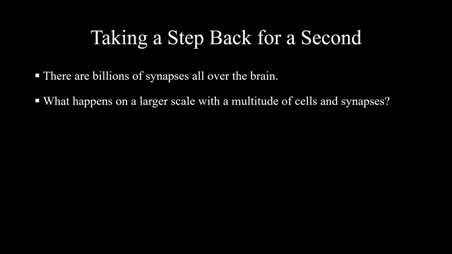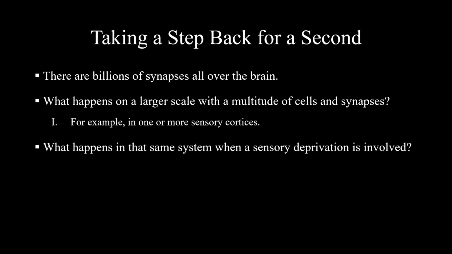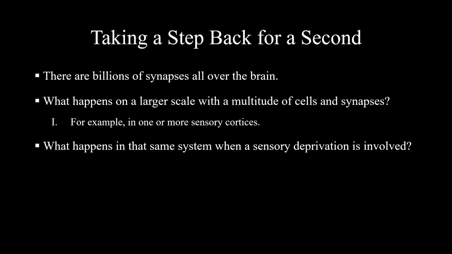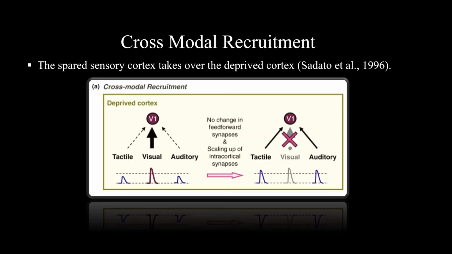Taking a step back for a second, there are billions of synapses all over the brain. What happens on a larger scale with a multitude of cells and synapses? For example, in one or more sensory cortices, what happens in that same system when a sensory deprivation is involved? Two different things can happen. One being cross-modal recruitment. The spared sensory cortex takes over the deprived cortex.